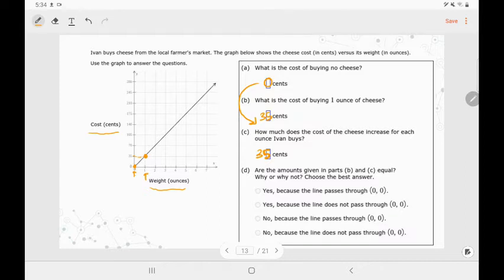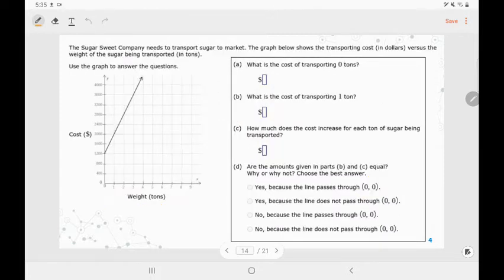Now, are the amounts given in part B and C equal? And we can see that they are the same, so the answer is yes, but I have to choose between these two. Now, there's always a reason that they are the same, and the reason is because they're proportional. Remember, a proportional graph or a direct variation graph means that it crosses through the origin, or through the point 0, 0. So my first option. If it doesn't pass through 0, 0, then the answer to this would have been no. So let's look at a different example.